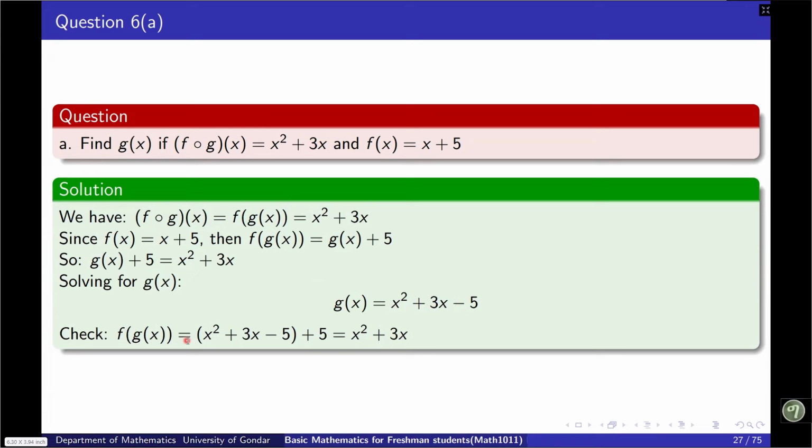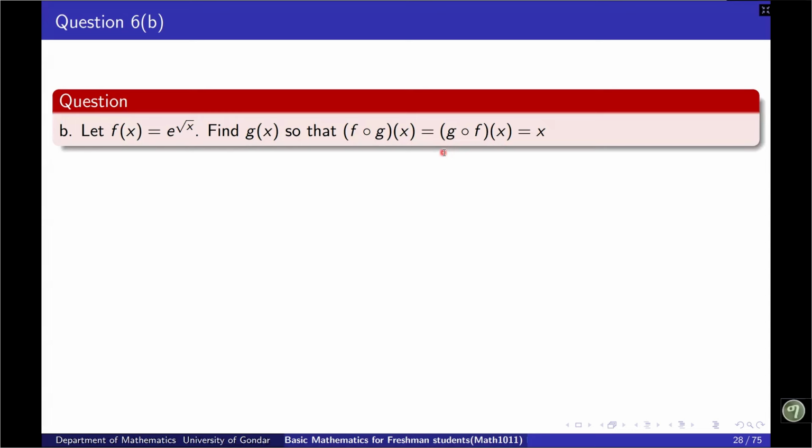Therefore, we can check this one. That is, f of g of x is equal to x squared plus 3x minus 5 plus 5. Then minus 5 plus 5 is already 0, so that becomes x squared plus 3x. Therefore, perfectly, g of x could be x squared plus 3x minus 5 whenever f composite of g of x is equal to x squared plus 3x, and f of x equal to x plus 5.